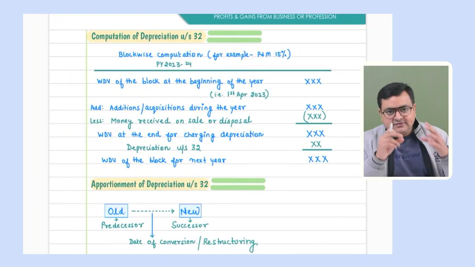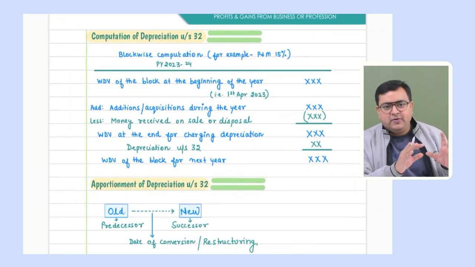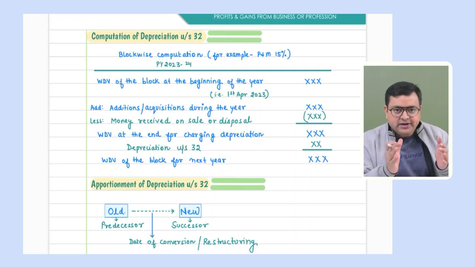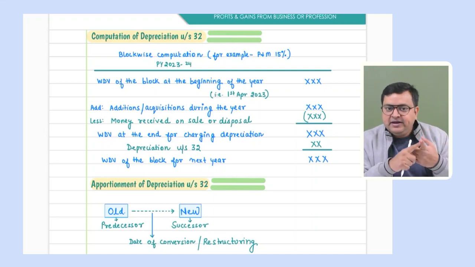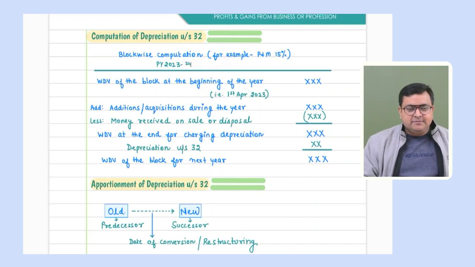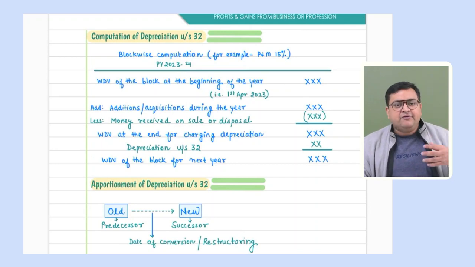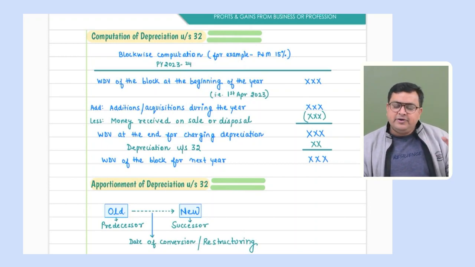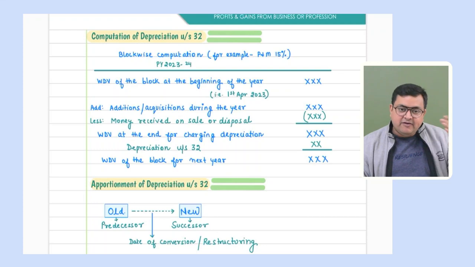I've already discussed that we compute depreciation blockwise. Same types of asset grouped together, that is belonging to the same category with the same rate of depreciation, would be kept together. So how will we be charging depreciation? Let's say we have 5 blocks. So we will be doing the computation 5 times, because for every block, we should do a separate calculation.